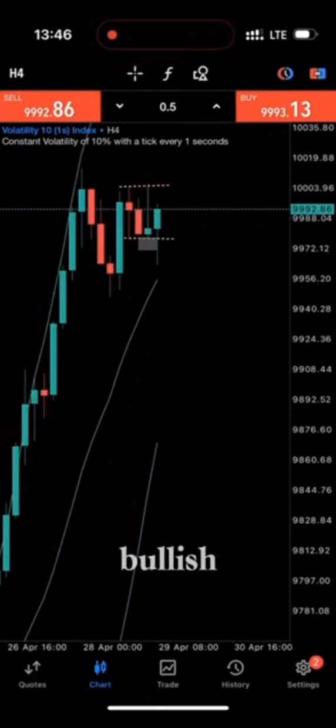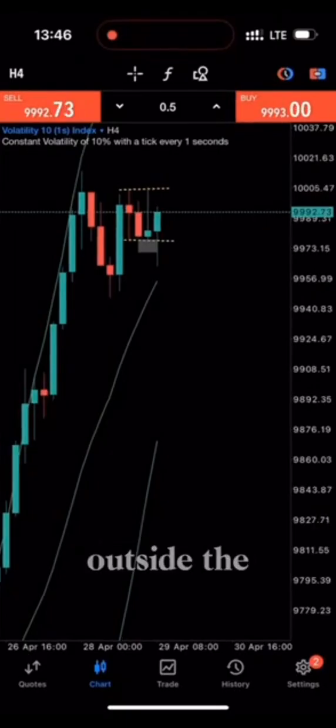Full bullish. No, it won't be bullish, it will be bearish, right? It will be bearish. But then there is still a small wick there, so it's indicating that it's not fully bullish power. It's partly, so it's not that strong. But we can take the fact that it closed outside the trend line.